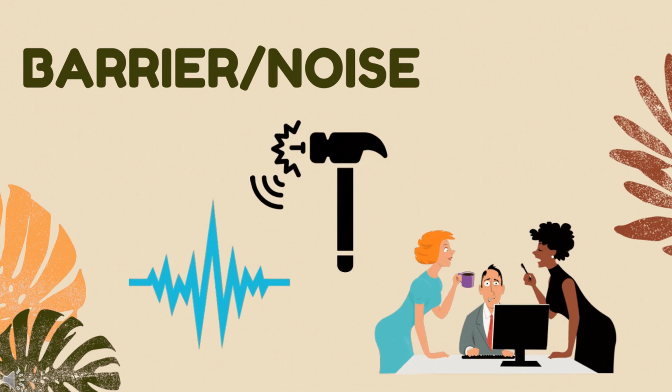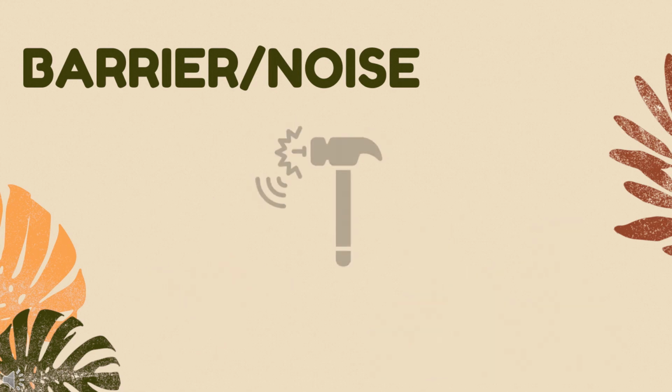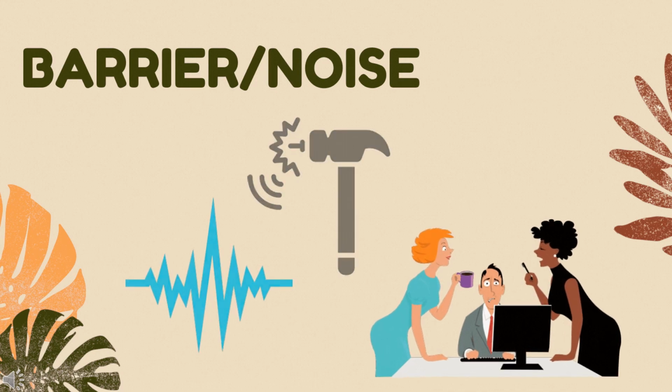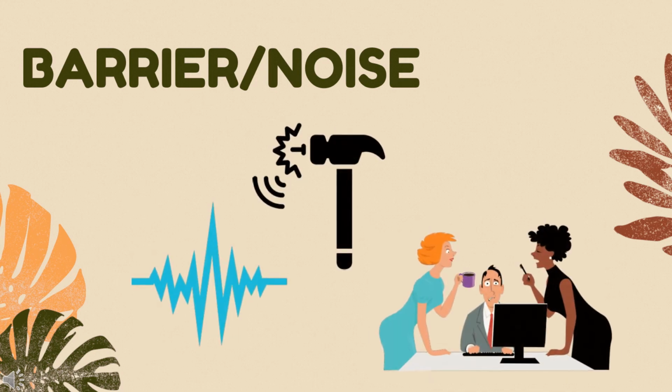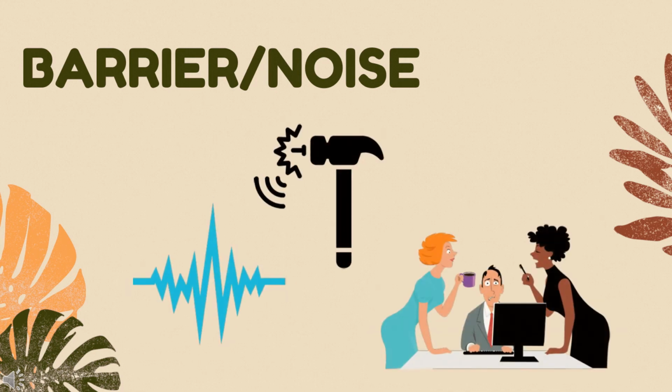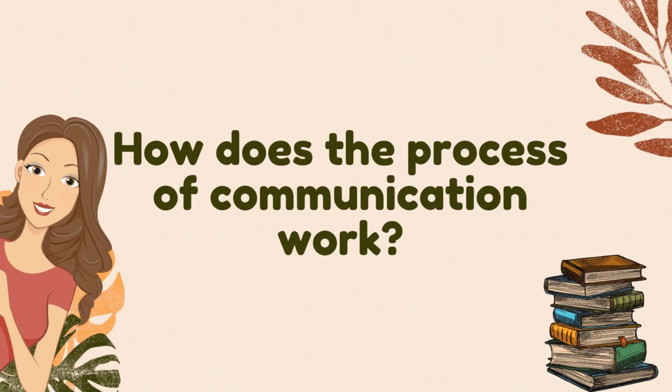Examples of barriers include poor telephone or cell phone connection, poor audio quality or too much sound, inattentive receivers, poor image quality, misunderstanding of a message due to prejudice or inappropriate gestures.